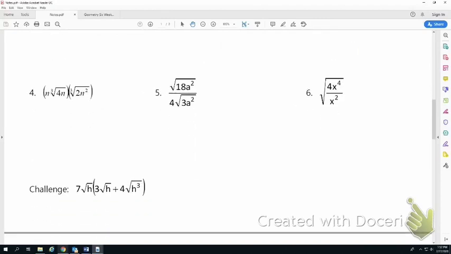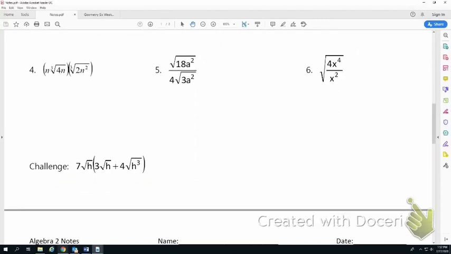Let's go to 4. So again, I'm going to look to see what is out in front of each radical. So I've got n, and then I don't have anything in front of that one. So that is going to be n. Then I have the cube root. What is 4 times 2? What's n times n squared? N cubed.